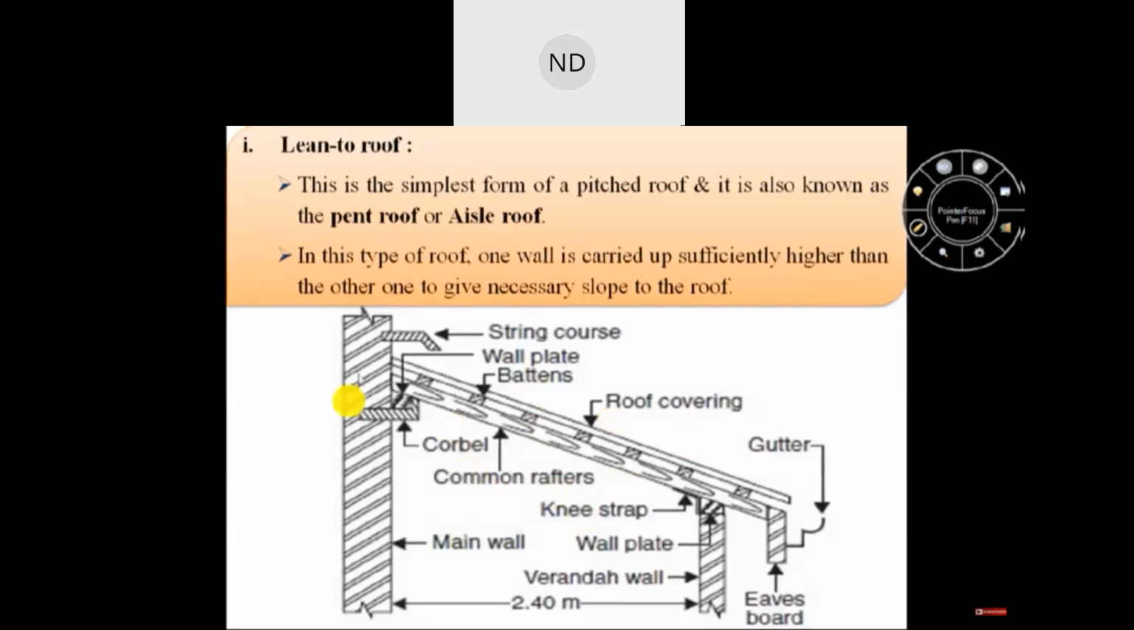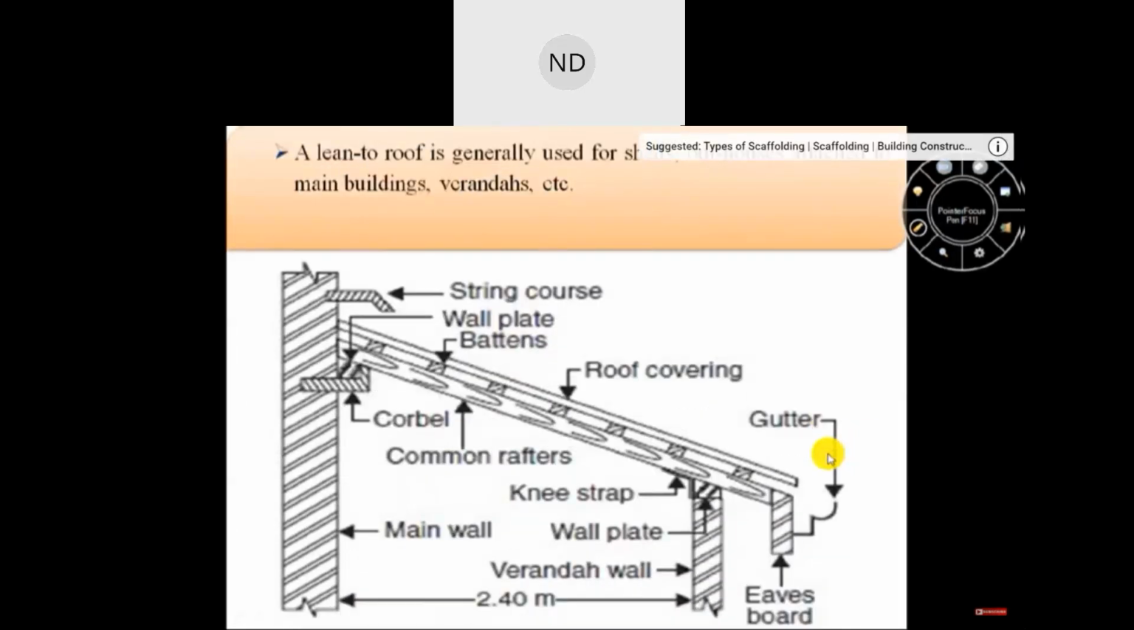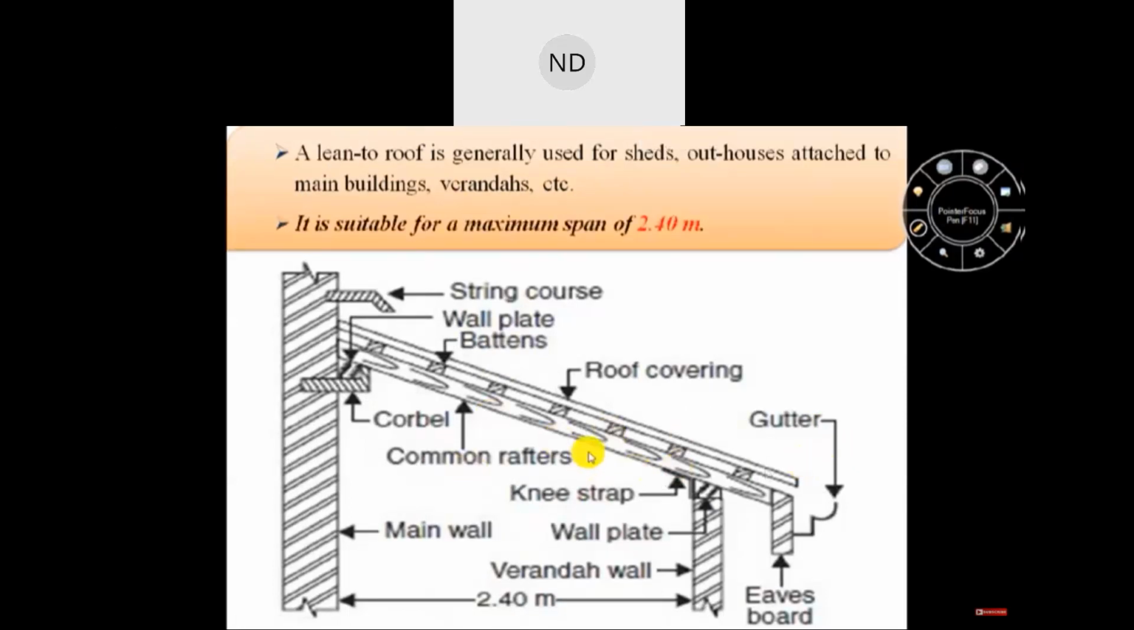Here we can see this is the first wall and this is another wall. So in the lean-to roof, one wall is carried up sufficiently higher than the other one to give necessary slope to the roof, as shown in this image. A lean-to roof is generally used for sheds, outhouses attached to main buildings, verandas, etc. This lean-to roof is suitable for a maximum span of 2.40 meters.